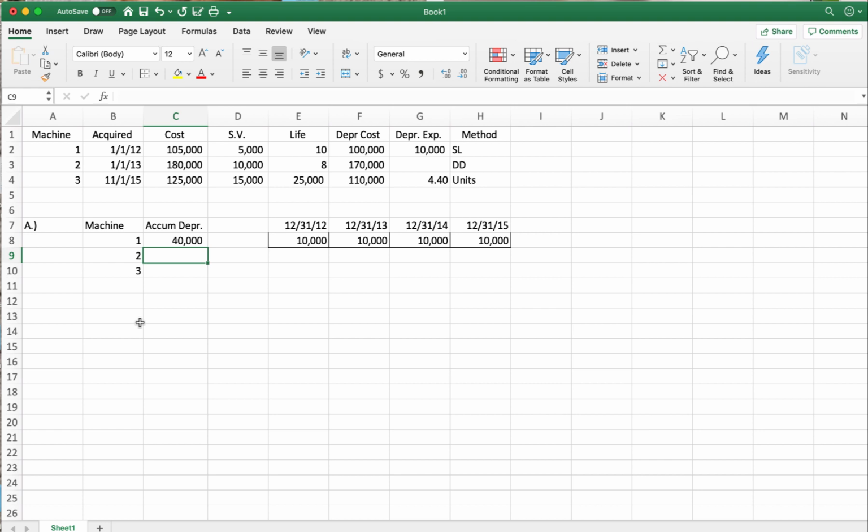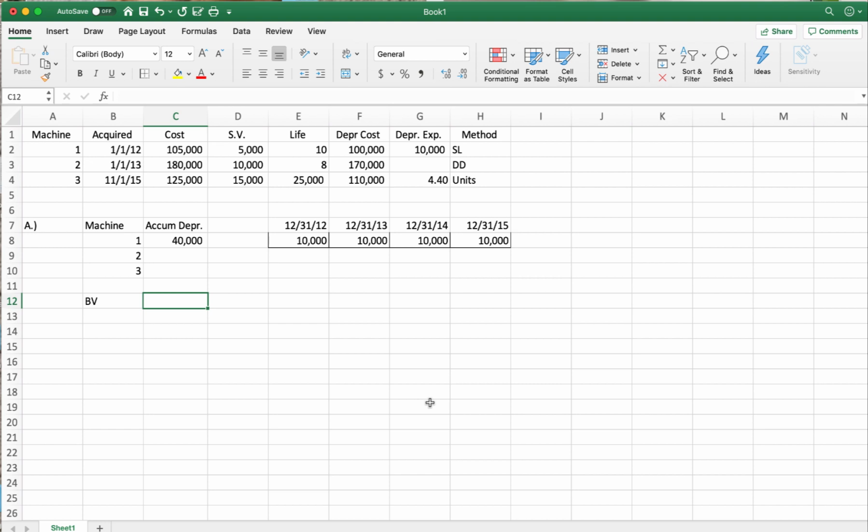We're using double declining. Not that easy to use, right? We can't just do a quick calculation and plug it in. We've got to create that chart for double declining, right? So we want to start off with the book value.